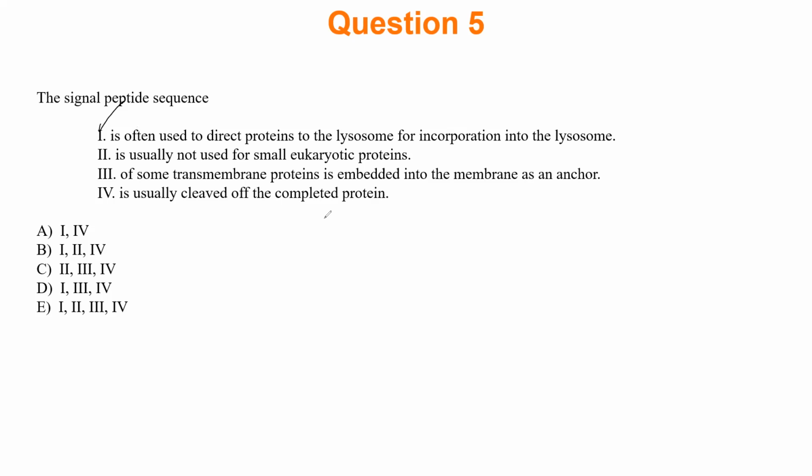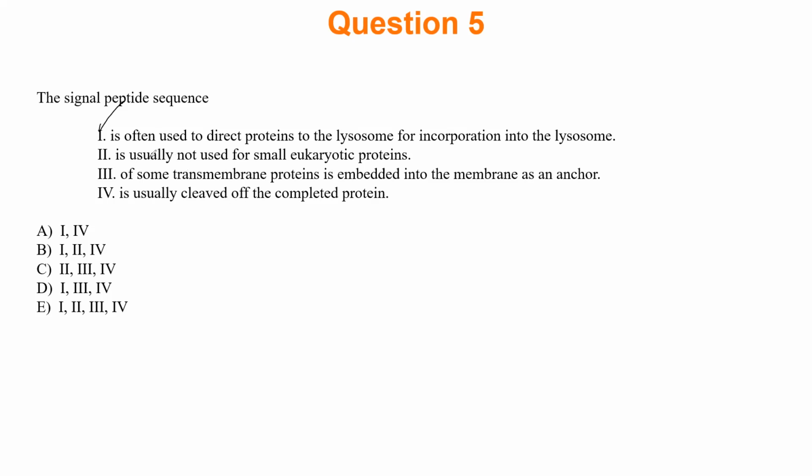So the majority of us said D, that it's often used to direct proteins to the lysosome. Like I said, that's correct. The signal peptide sequence of some proteins is embedded into the membrane as an anchor. Yes, we talked about that, where sometimes that signal is just put right back into the membrane as a way to make sure the protein stays in the membrane. And 4, it is usually cleaved off the completed protein. Yes, so both 3 and 4 are true. Sometimes it's embedded into the membrane, but if it's not, it'll be cleaved off.